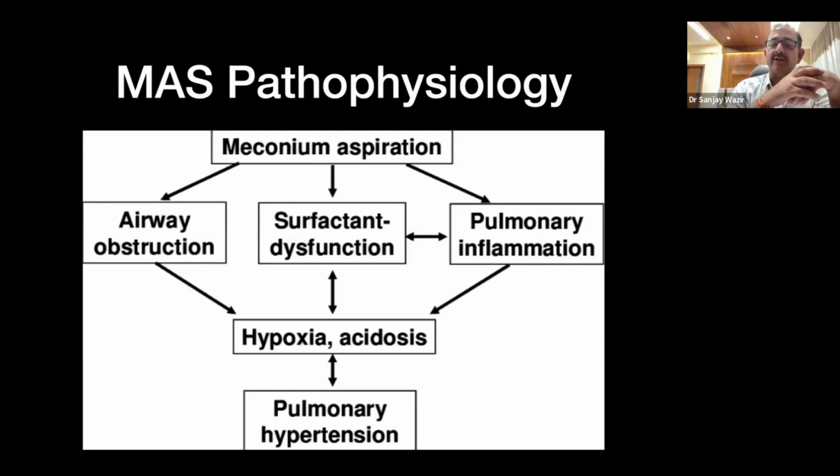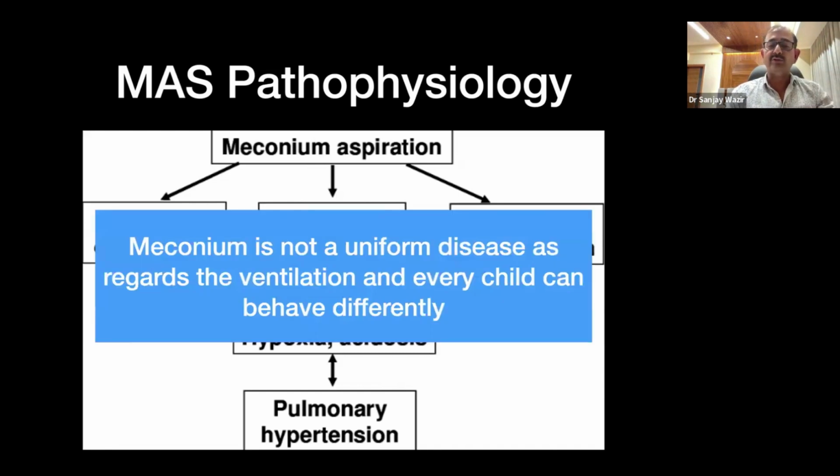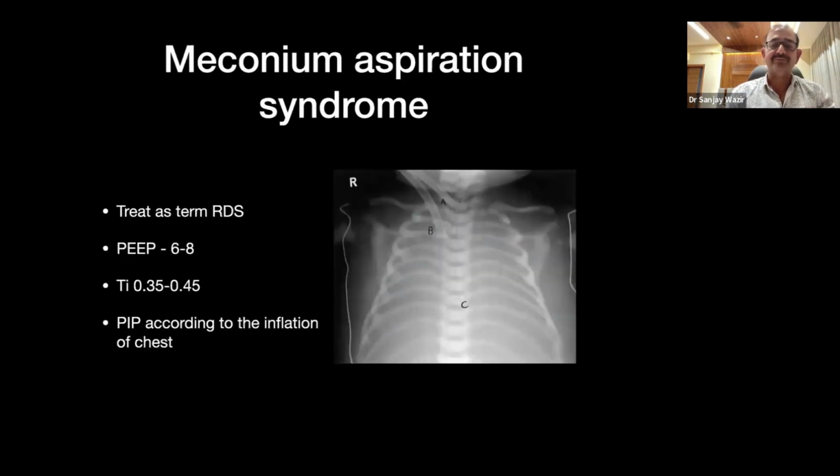Or sometimes there is pulmonary hypertension. There is not much problem with the lung, but predominantly it's the shunting which is causing the child to behave badly and cause hypoxia. In all those cases, your strategy would be completely different, and we'll talk about PPHN in a minute. The idea behind this slide is that meconium is not a uniform disease as regards ventilation, and every child needs to be managed slightly differently. Now, if meconium aspiration is behaving like an RDS, you say, okay, this is a whiteout lung in case of meconium aspiration.